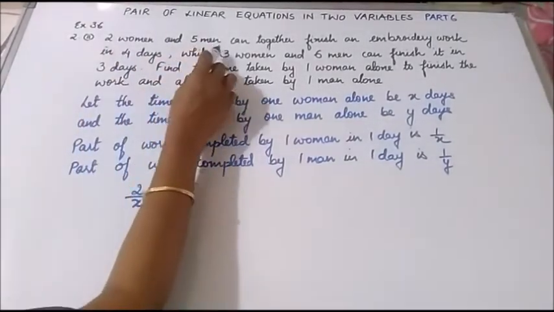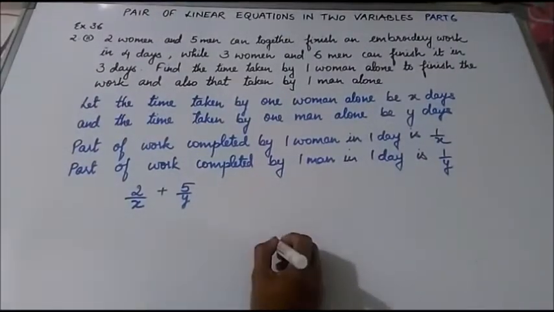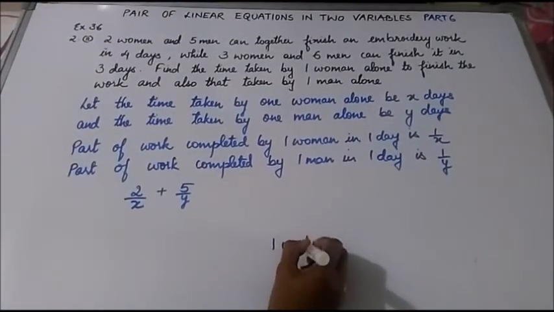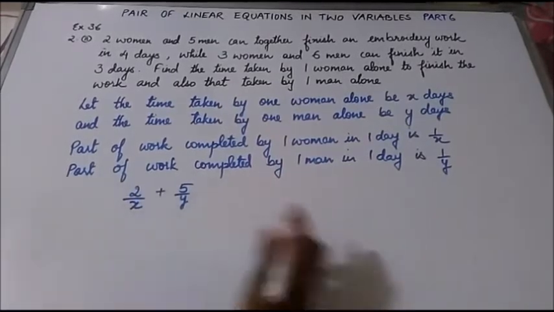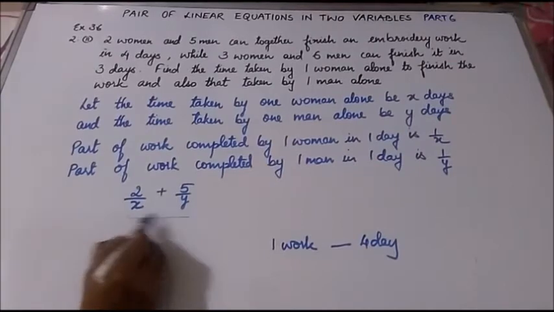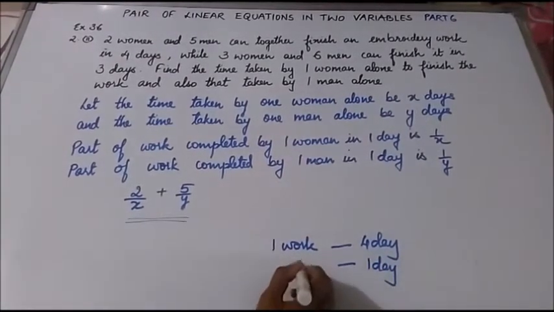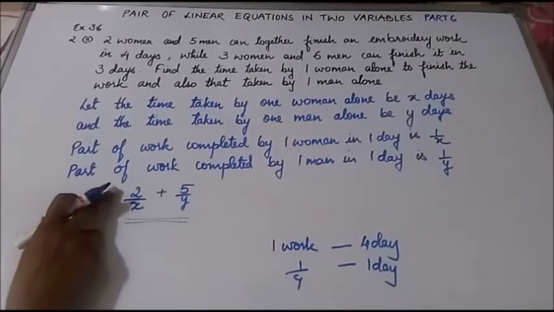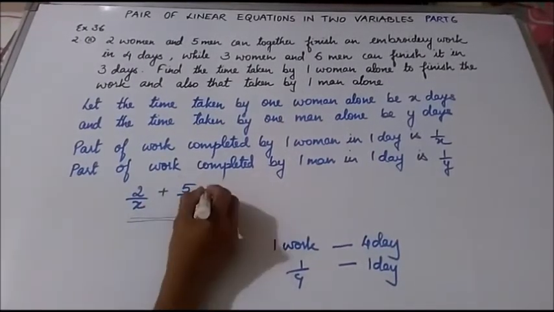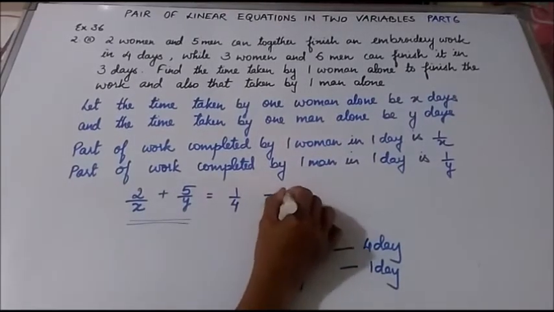2 women and 5 men can together finish an embroidery work in 4 days. So one work, 2 women and 5 men can complete in how many days? 4 days. Now this is the work done in 1 day. So in 1 day, how much work is completed? 1 by 4. So we have got 2 by X plus 5 by Y is equal to 1 by 4. This is your first equation.